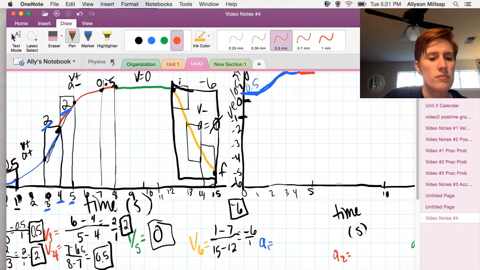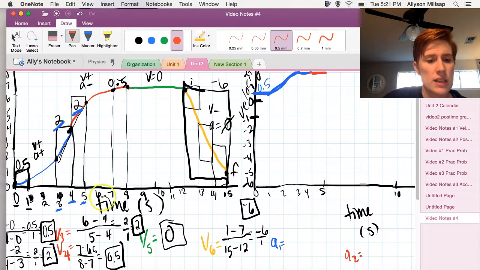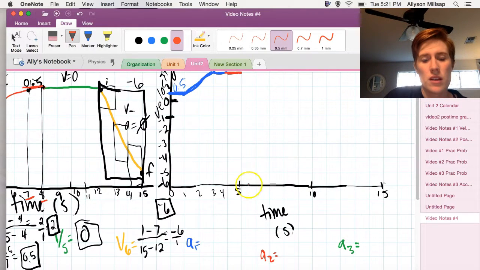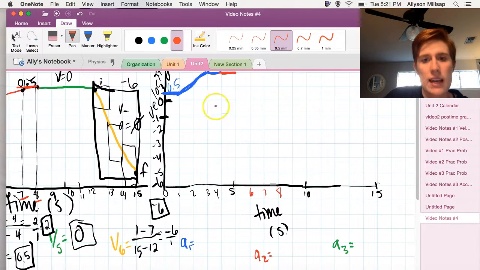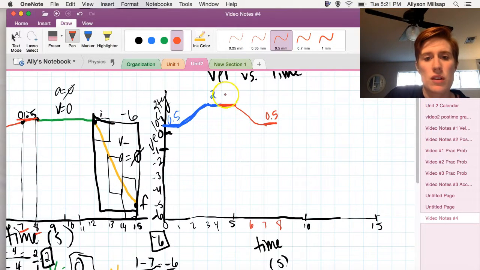Then, between seconds 7 and 8, I calculated my speed was 0.5 again. So this is 6, 7, and 8. So what did I say? Between 7 and 8? Yeah, 7 and 8. So right here, my speed was 0.5 again. It's kind of a weird line. It's supposed to be a straight line.